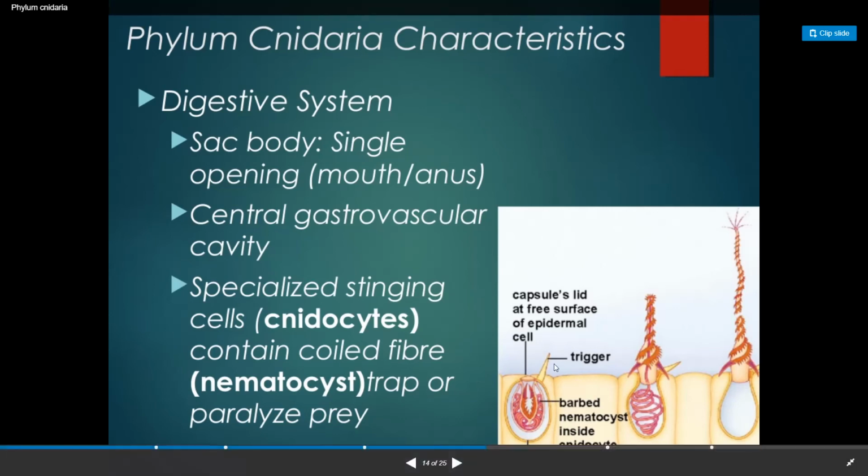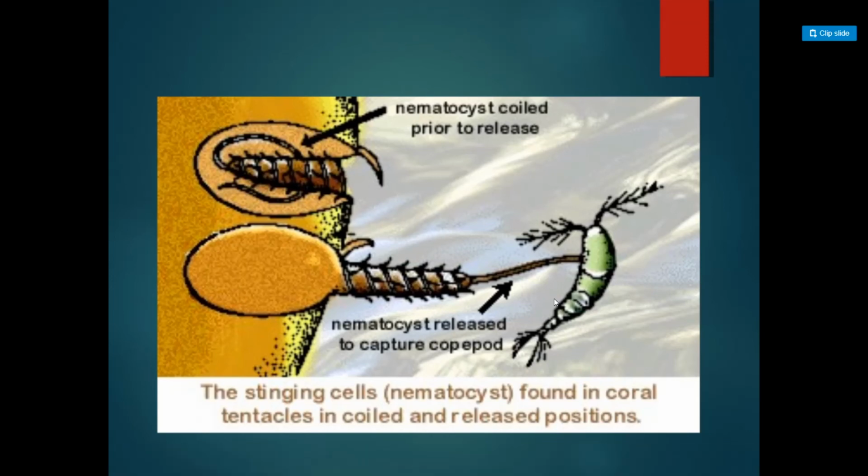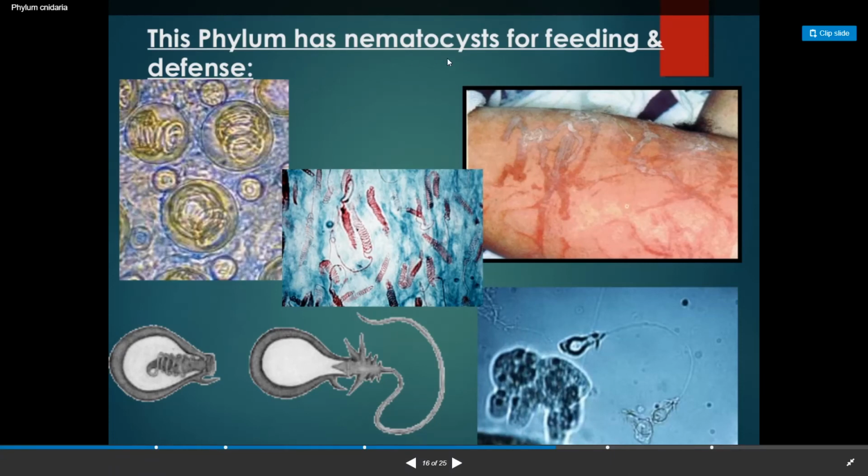So there it is, and there's the trigger. When that trigger's hit, it's kind of like a mousetrap. It'll shoot that out, shoot that all the way out, and that's what stings you. So nematocyst coiled, nematocyst out. It'll use this to paralyze prey and eat it. So this phylum has nematocysts for feeding and defense. There's someone that probably was swimming where they shouldn't have been swimming. There's some nematocyst cells.